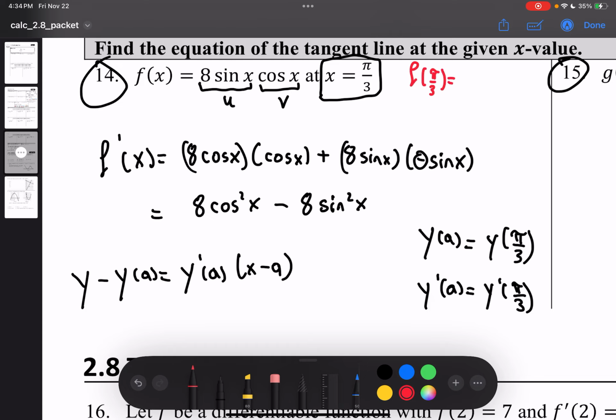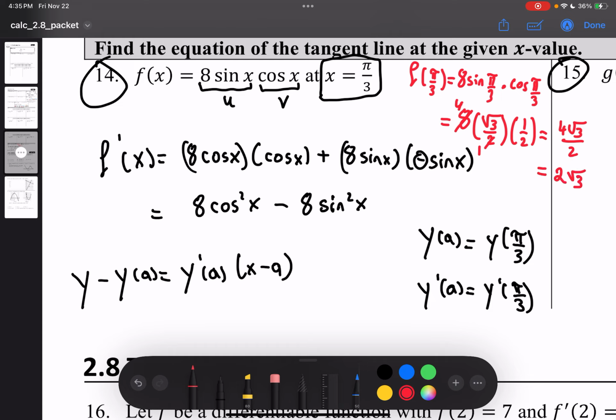F of pi over 3 is going to be 8 sine pi over 3 multiplied by cosine pi over 3. Now, of course, you can do it on a calculator. Again, you have to make sure your calculators are in radians to do so. So sine pi over 3 is going to be square root of 3 over 2. And cosine pi over 3 is going to be 1 over 2. So it is going to be 8 divided by 2, which is 4. One of the 2's is going to be 1. So it will be 4 square root of 3 over 2, which is going to be 2 square root of 3. Now, we're going to do the same exact thing, but for f prime.